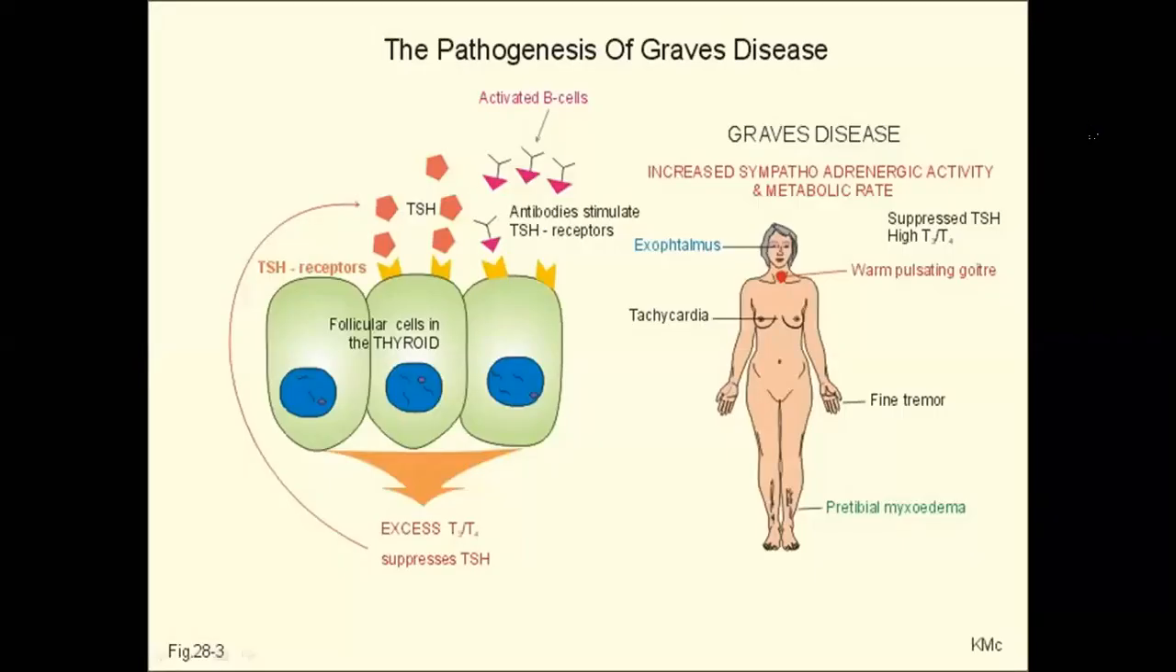This is the pathogenesis. Antibodies are produced, and these antibodies stimulate the thyroid receptors and produce these hormones. So basically, this is an autoimmune disorder, and sometimes it may go into exacerbation, sometimes it may go into burnout.